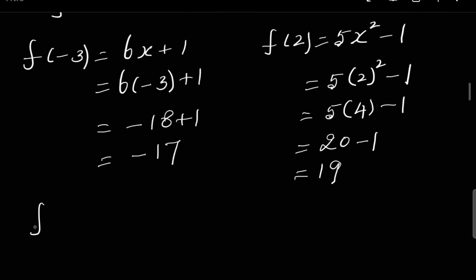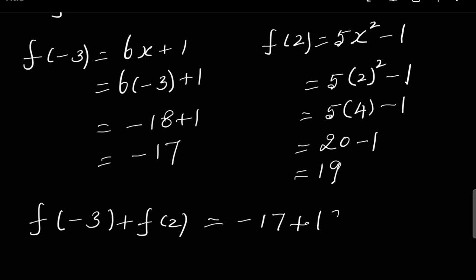So you have to add now both these values. f of minus 3 plus f of 2. What is f of minus 3? Minus 17. Plus f of 2 is 19. See, different signs you have. It is minus 17, it is plus 19. Both are different signs. Different signs, you have to subtract. Find the difference. So 19 minus 17, after 17, 18, 19, 2 you have. And also the bigger number has the plus sign. So you will get plus 2.